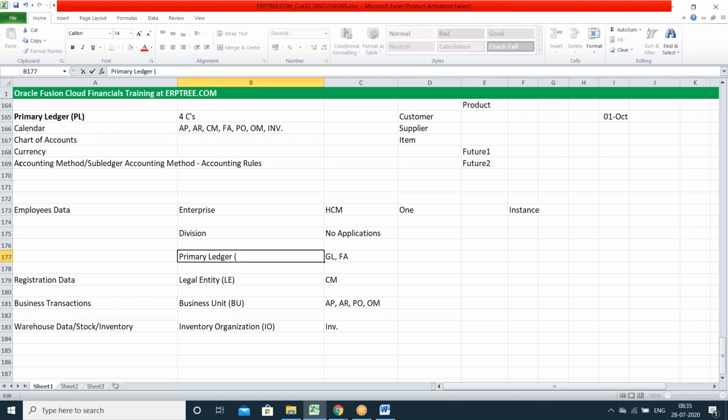If you are implementing for one country, create one primary ledger.